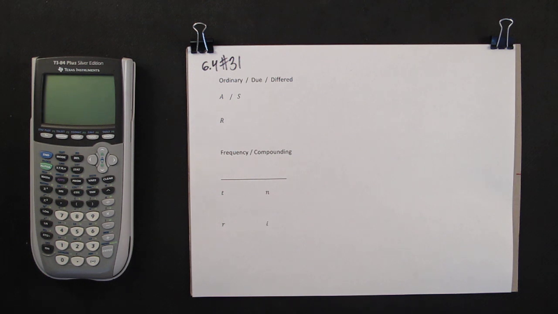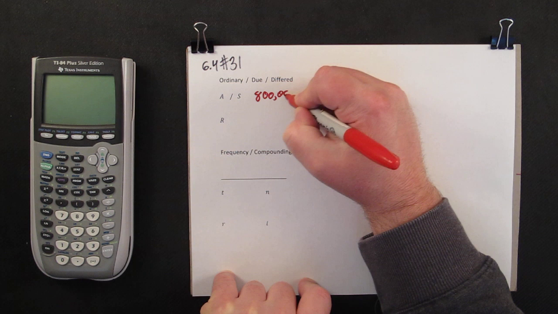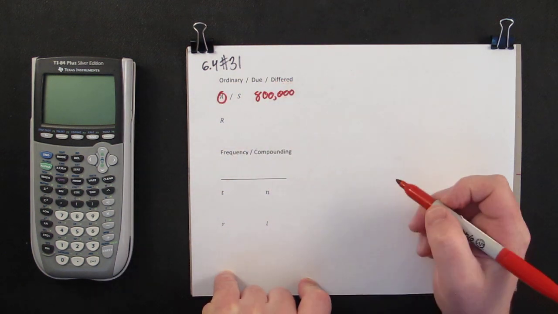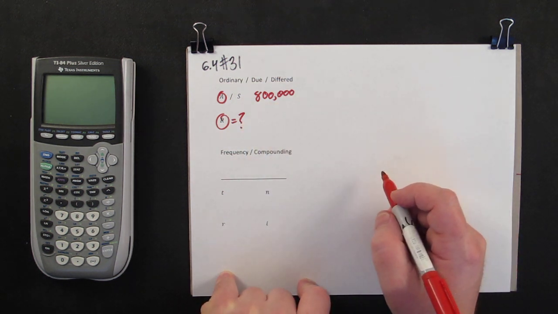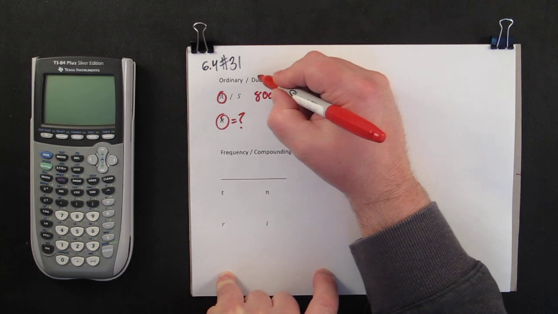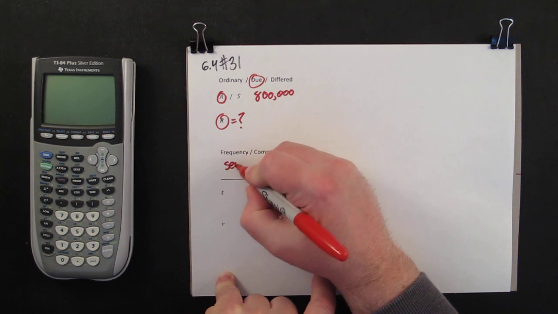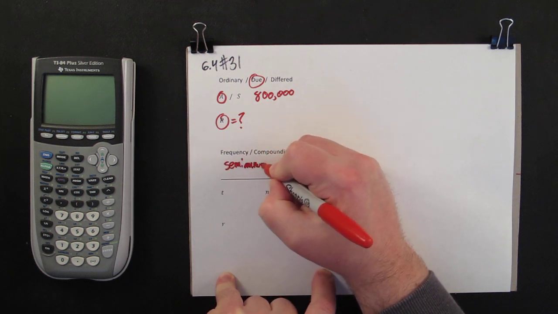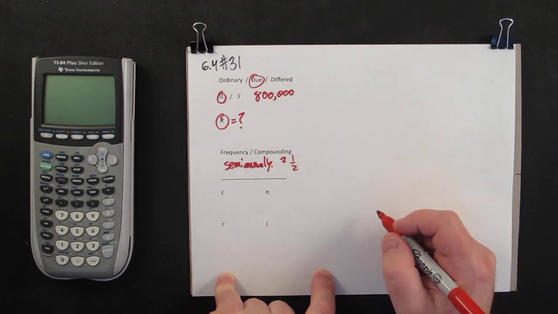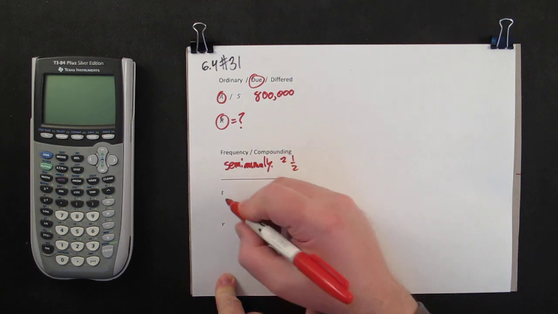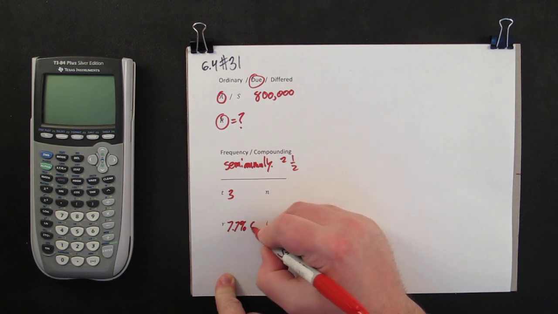Okay, so they're starting with $800,000. So that is our present value. Trying to find what the payments are. They want this at the beginning, so that means they're talking about an annuity due and semi-annually. So 2 for the compounding, and the number of periods there is 3 years, and the annual interest rate is 7.7%. So write that as a decimal.